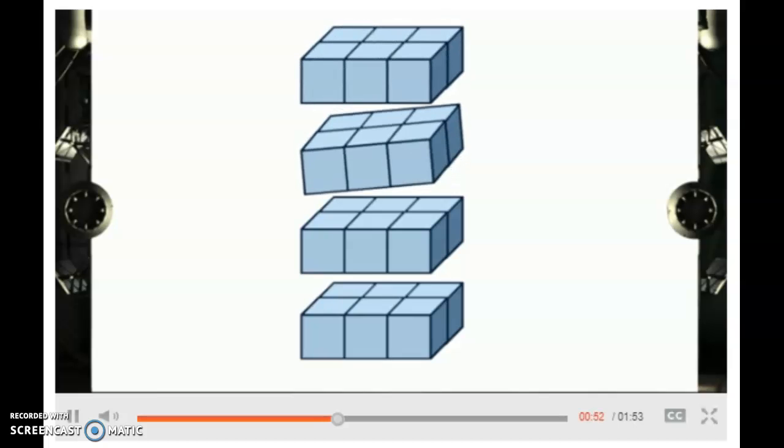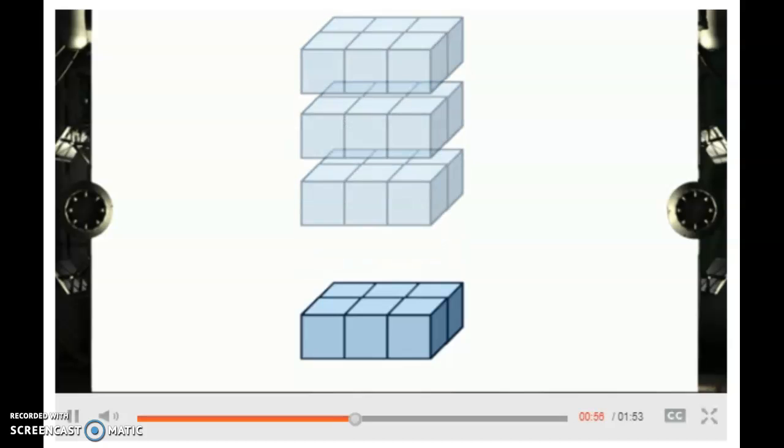How many layers are there? That's right, there are 4 layers. Now, let's examine the bottom layer. This is the bottom layer. It has 6 cubes. Simple, right?